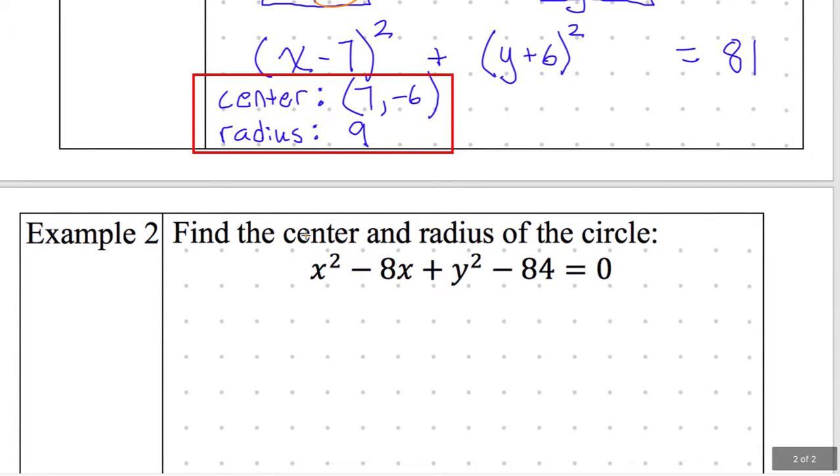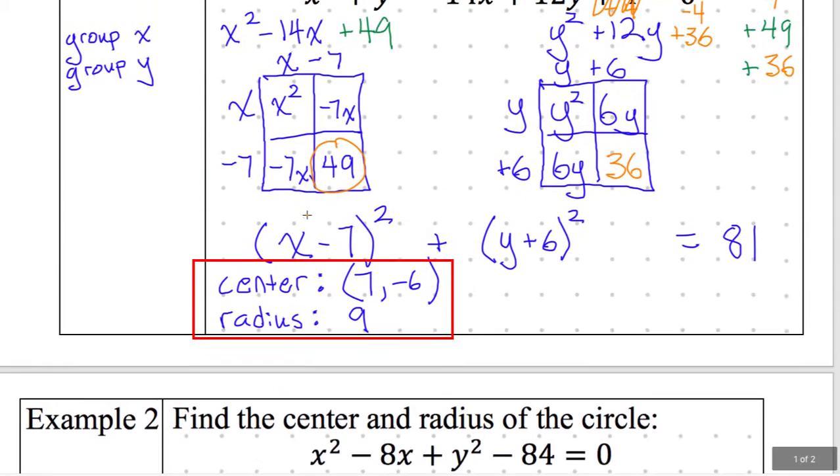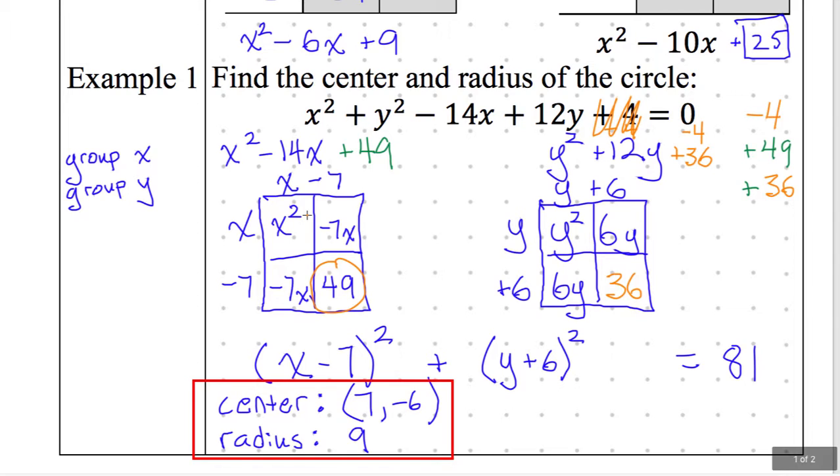All right, we have example 2 on the back. You need to do example 2 either by yourself or with a group. So I'm going to stop recording right now. You guys are going to be doing this by yourselves or with a group. Complete the square again 2 times. Find the center. Find the radius.